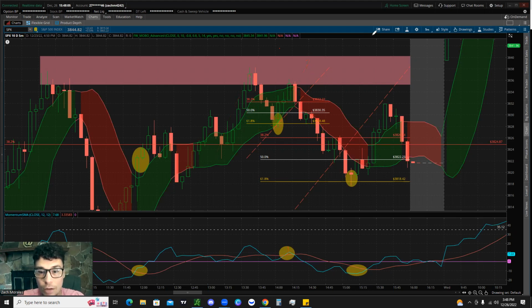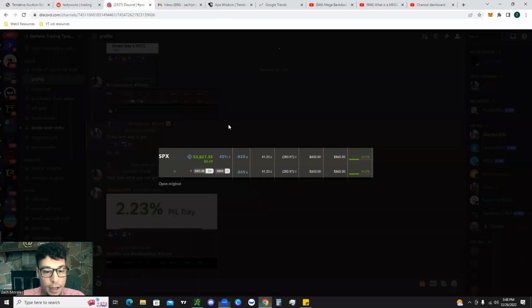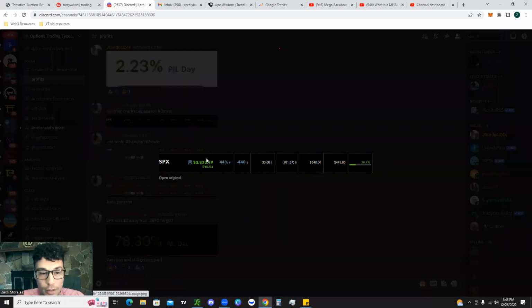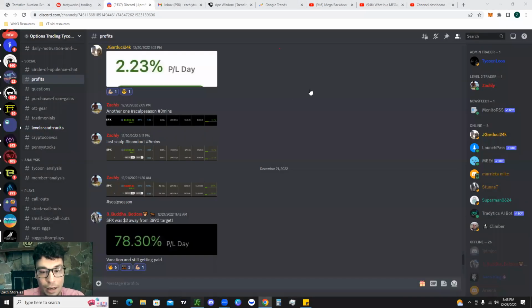I entered another scalp position here off of this trade, and we can take a look in the Discord on this trade. I was only in this trade in particular for about 3 minutes, and I was able to get 30% off of this trade. Very quickly in 30 minutes using this strategy, actually combining a couple strategies.